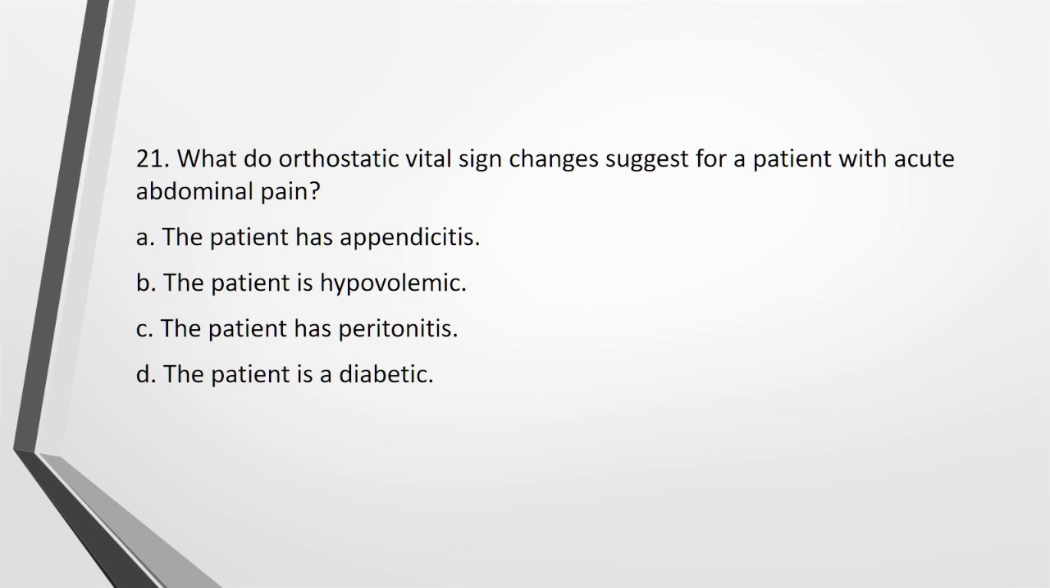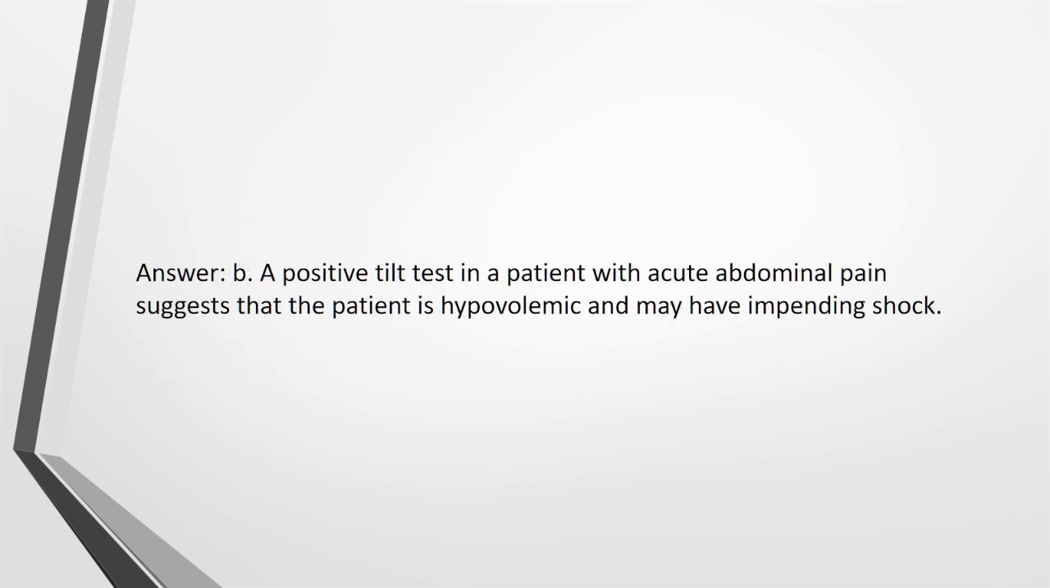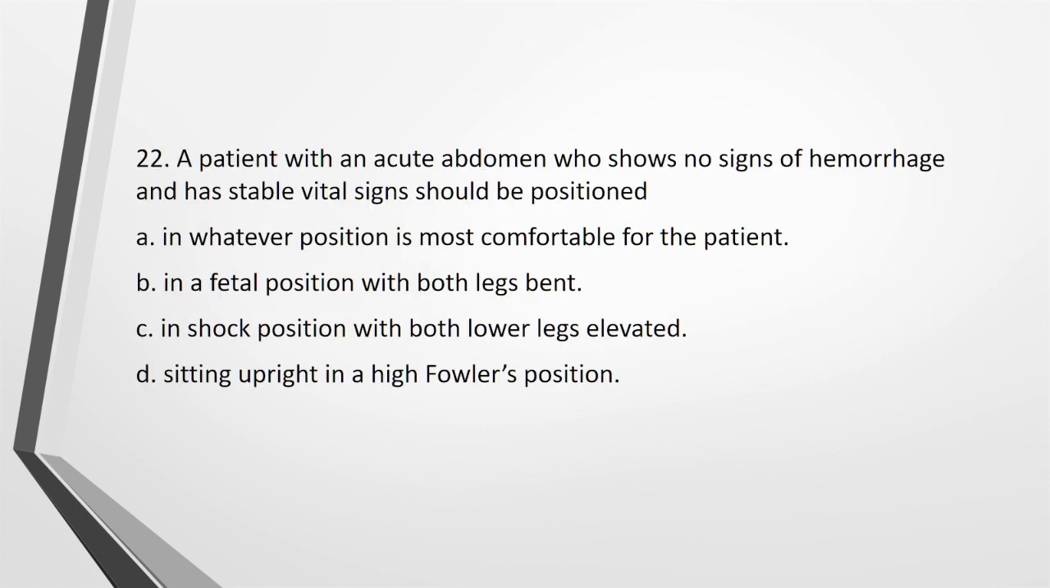21. What do orthostatic vital sign changes suggest for a patient with acute abdominal pain? Answer: B. A positive tilt test in a patient with acute abdominal pain suggests that the patient is hypovolemic and may have impending shock.